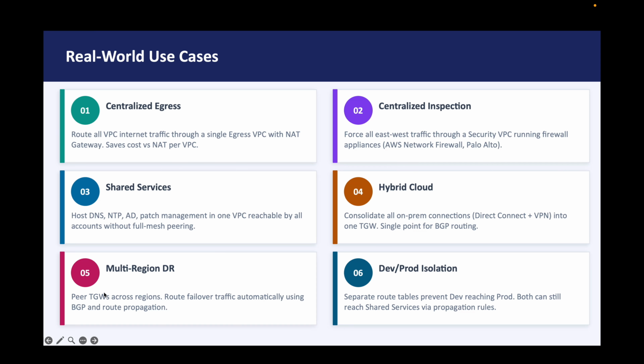Fifth one is multi-region DR. Peer transit gateways across regions. Failover by updating propagation. Fast and clean. Last one is dev and prod isolation. Separate route tables. Zero accidental cross-environment traffic. Sleep better at night.